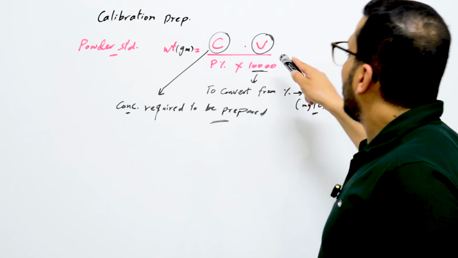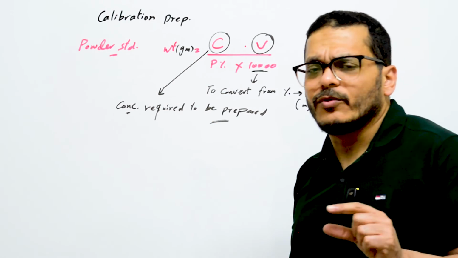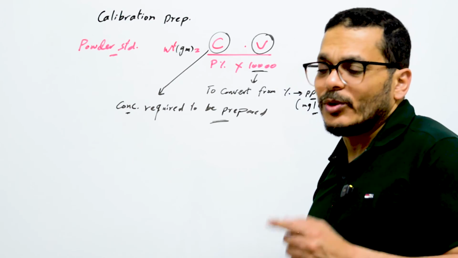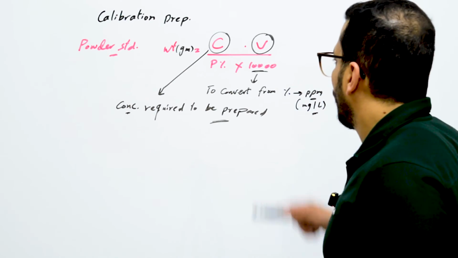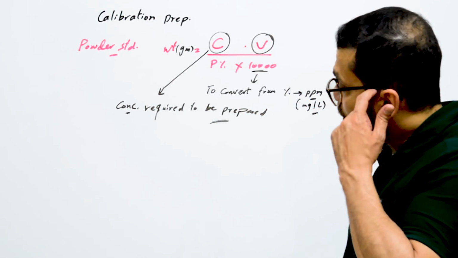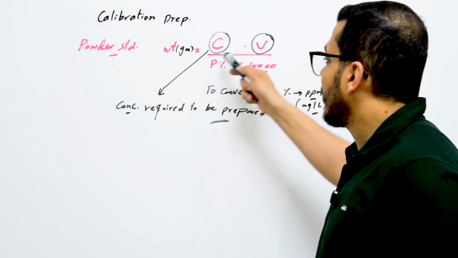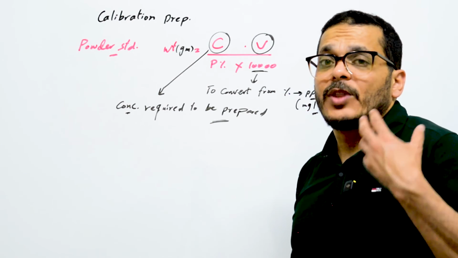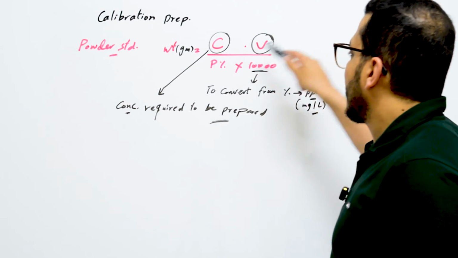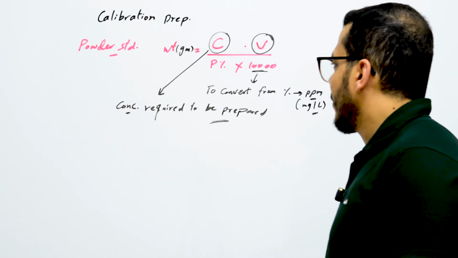Multiply by V, volume. In which volume will you prepare? As I said, it is better to prepare in a small volume, because that will stay with you for a long time, and we need to refresh these standards always. Divided by purity of the standard, because for the powder standard there will be purity written in the calibration certificate, and it is better to use a primary standard which has a very high purity. Multiply by 10,000 to convert percentage to ppm or milligram per liter.